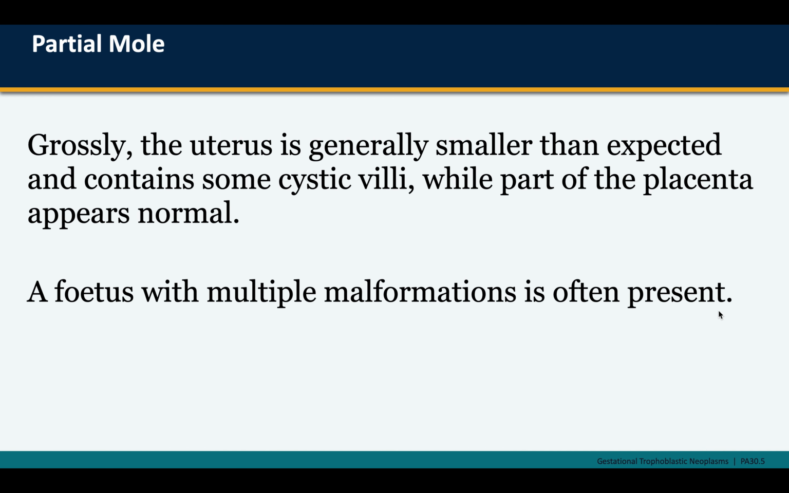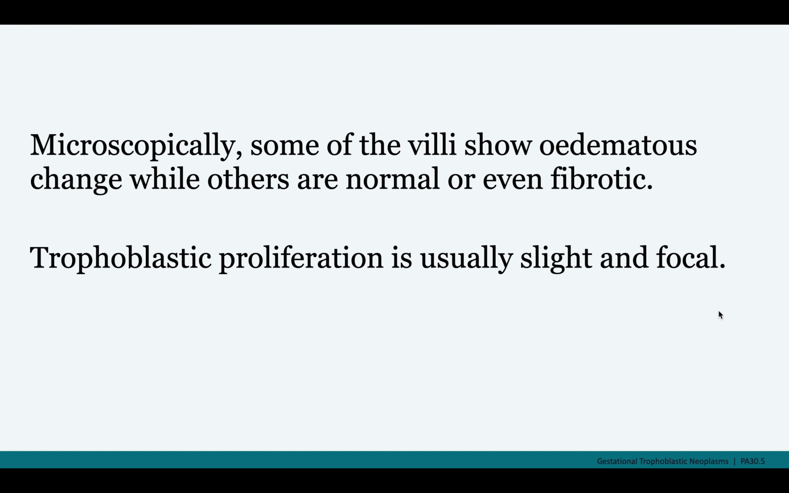In partial mole, grossly the uterus is a little bit smaller than the complete mole. It contains some cystic villi, and the rest of the placenta can be normal also. Some villi can be present, some grape-like structures with a normal placenta. Even a fetus with a fetal malformation can be present.